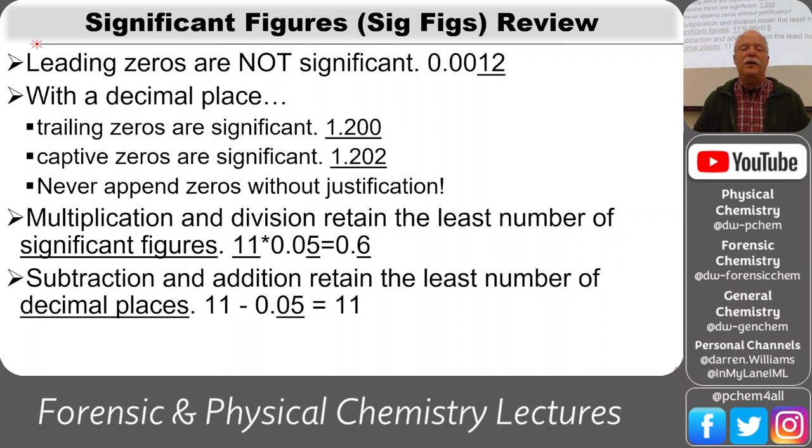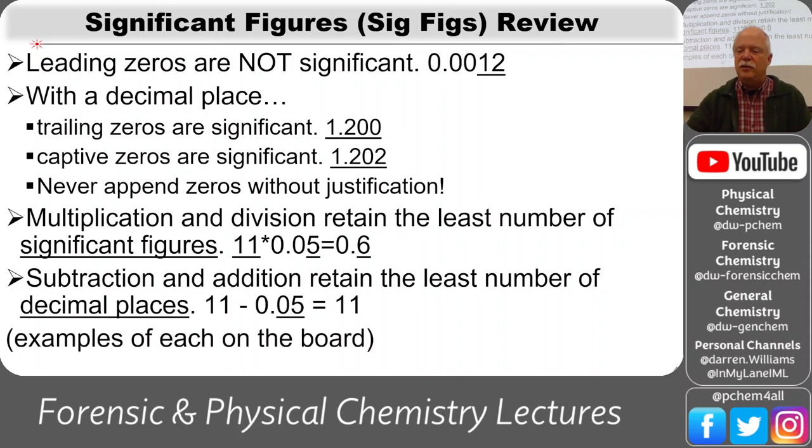And it may be not good enough, right? If we just have plus or minus one in that last digit, that may not be accurate. We might actually be less certain than that. And so let's do some examples.